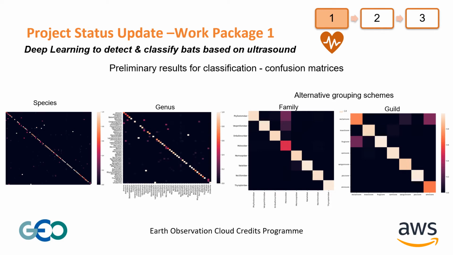Classification results are still preliminary but very promising, considering that the taxonomic range of over 90 species constitutes the largest classification attempt for bat calls up to the moment to our best knowledge. Additionally, we have been able to observe that confusion matrices built for alternative grouping schemes show that useful ecological information can be obtained even when species-level classification is not possible.